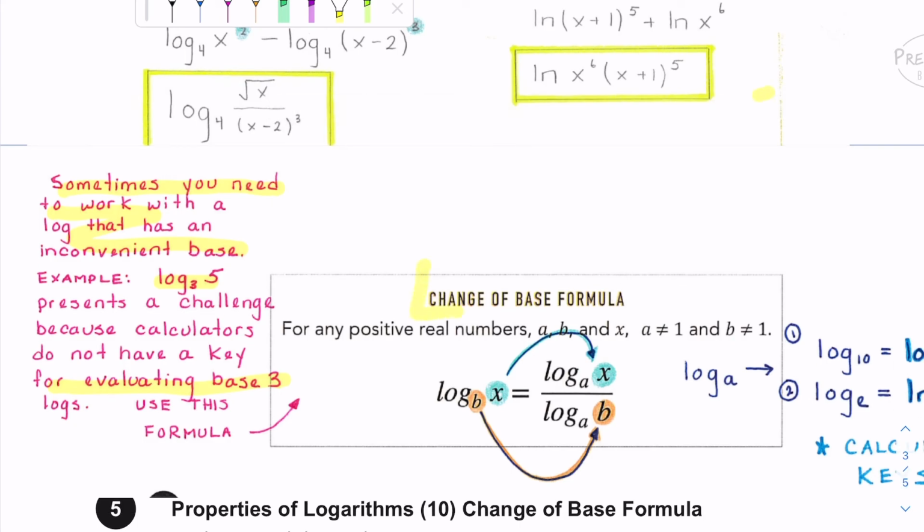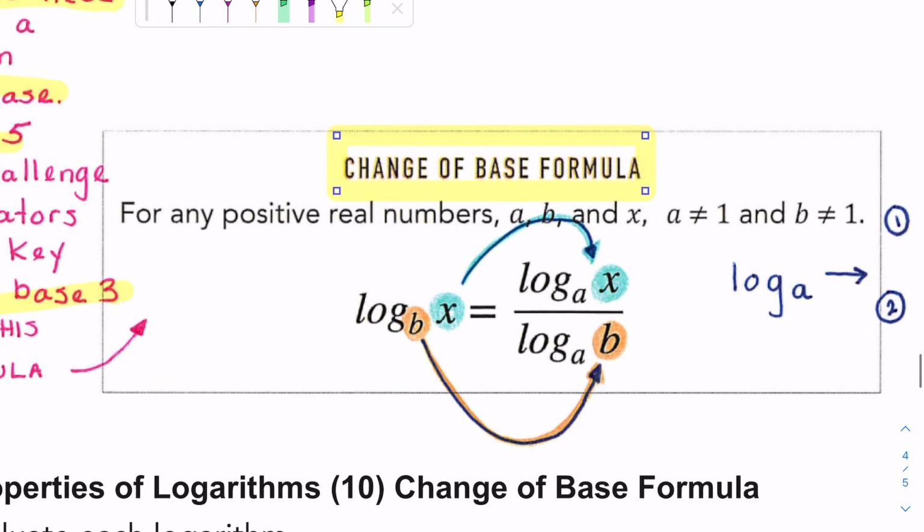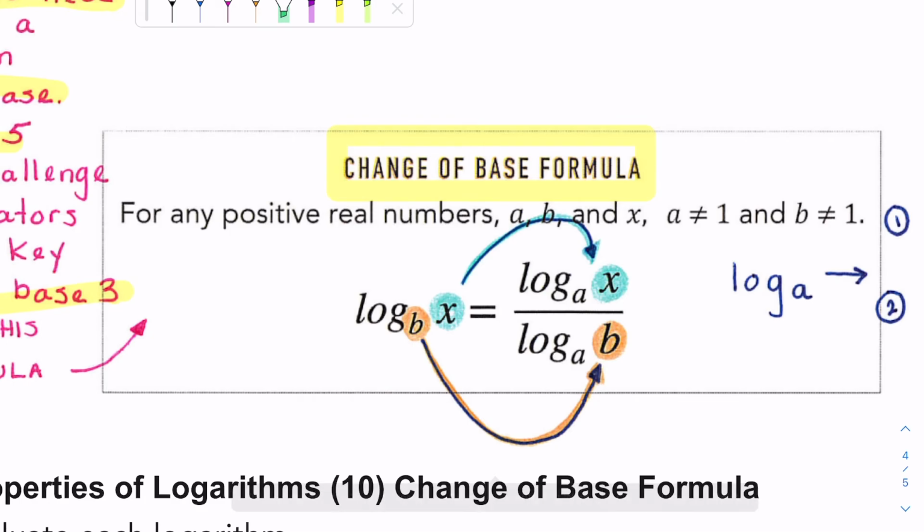This formula comes in super helpful in many ways. It allows us to type in different equations into our calculator that are not base 10. So what that's saying is if you have a logarithm like this here, log base b of x, you can rewrite this as log base a, where a can be represented as 10. Your argument becomes the numerator, and the base becomes the denominator.